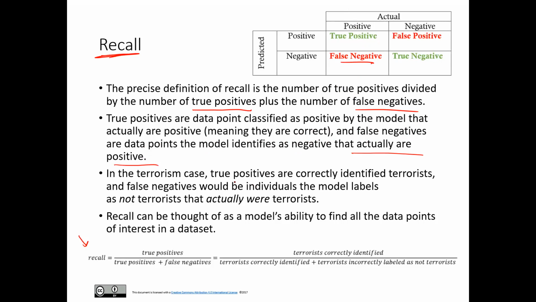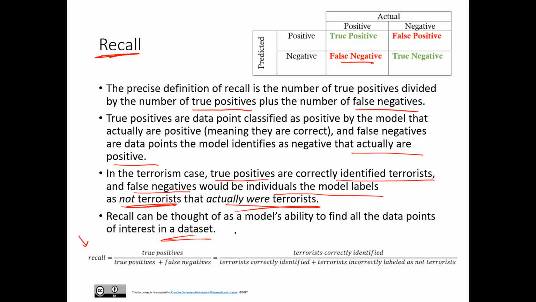In the terrorist case, true positives are correctly identified terrorists, and false negatives would be individuals the model labels as not terrorists that actually were terrorists. And that's a bad thing, right? Because you missed them, okay? And the other case is with cancer, right? You said that tissue was not cancer, it actually was cancer. That's a bad thing because you missed it. You could have caught it early and prevented either an airplane accident or further health-related problems. So recall can be thought of as a model's ability to find all data points of interest in a data set.